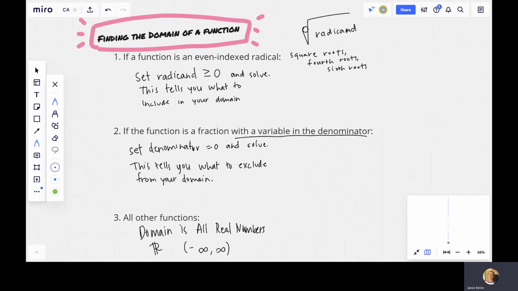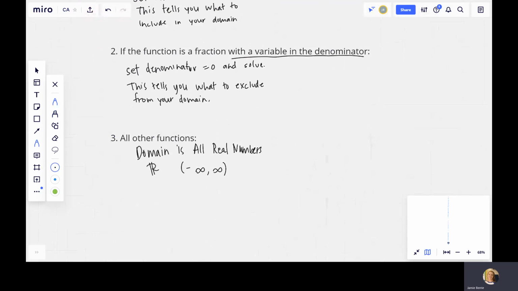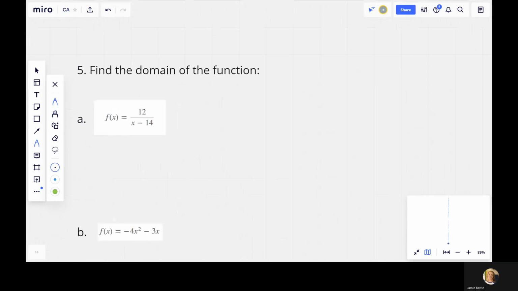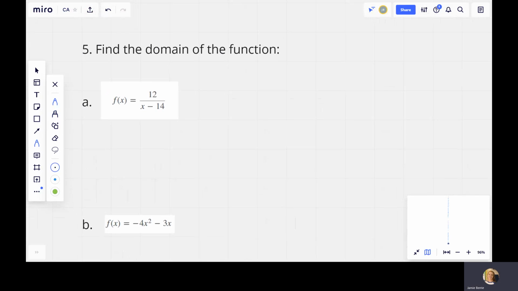All right, now let's look at a couple of examples of finding the domain. I think I try to do at least one of each type here. Okay, so we have number 5, find the domain of the function. We have f of x equals 12 over x minus 14. You may have to take a second, pause the video, and write this stuff down. So f of x equals 12 over x minus 14.